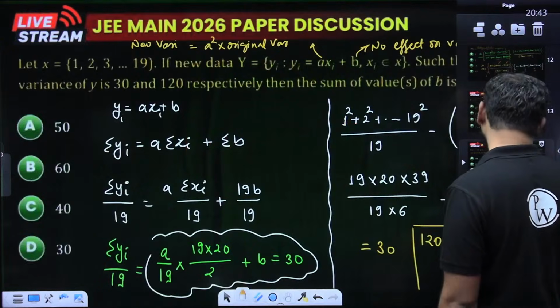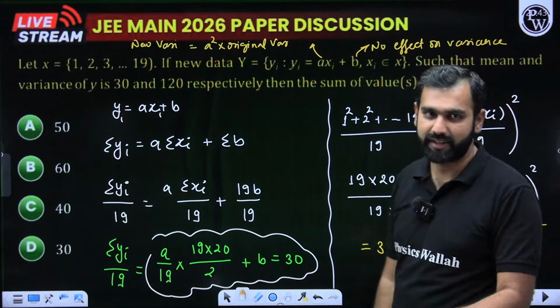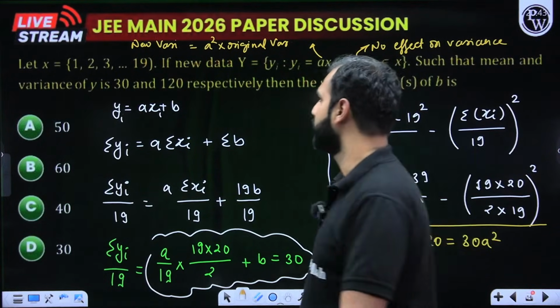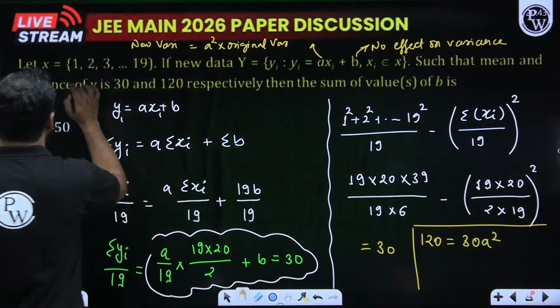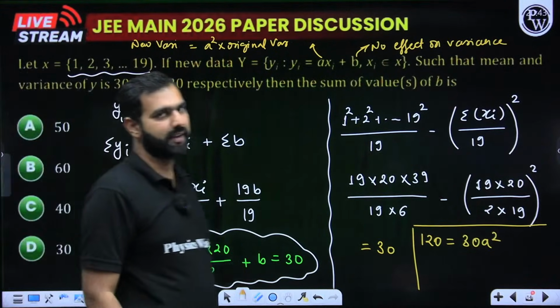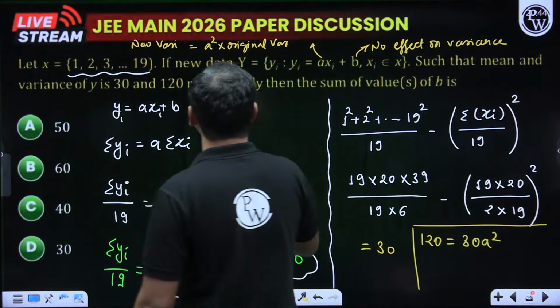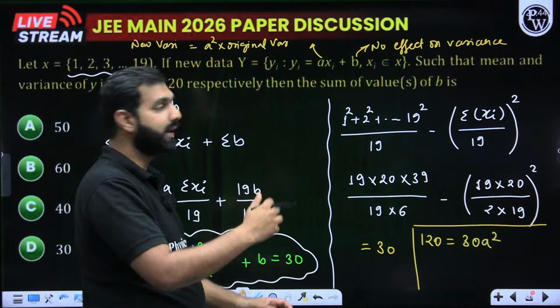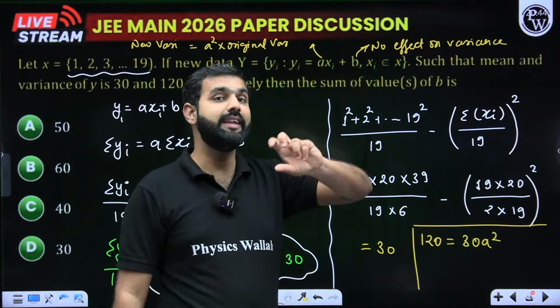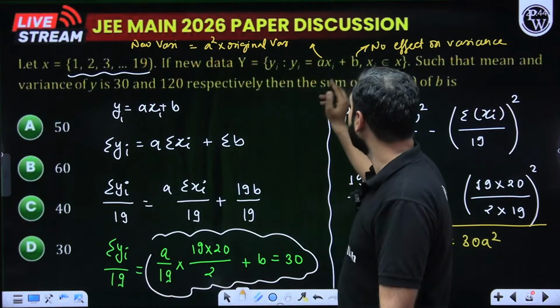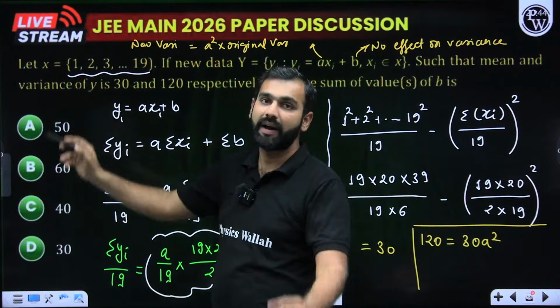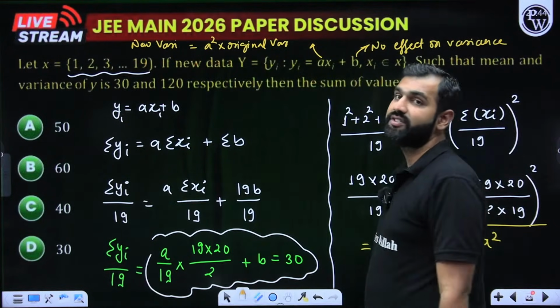What do we see? A decently good question from statistics. How do we solve this question here? X is a given set of the natural numbers 1 to 19. Perfectly acceptable. What I do next is that a new data is given where you are performing certain linear operations on x, which means you are multiplying each of these observations by a certain value and adding a constant value to it.